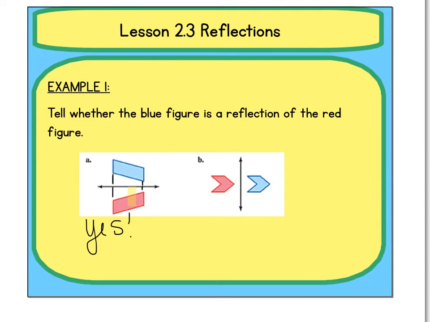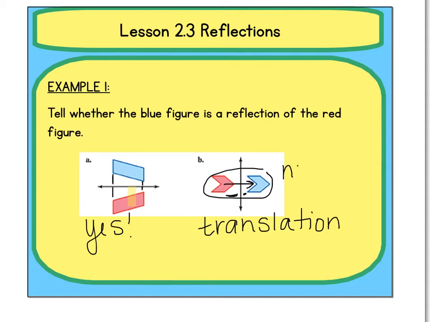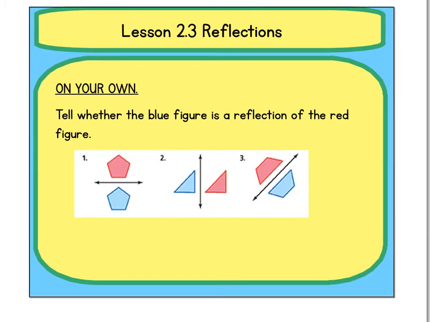On the next one, you'll notice that there's a greater distance between the y-axis here than there is right here. And when you take a look at these two shapes, you'll notice that all we did with the red shape to the blue shape is slide it over to the right-hand side. That is the transformation that we learned about yesterday, called a translation. So the answer to that question is no, it is not a reflection because it's a translation. So go ahead and try these three on your own.